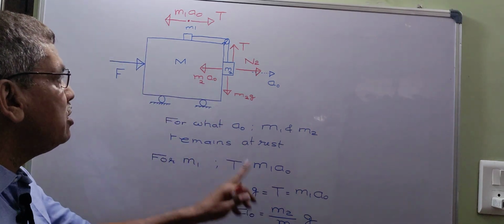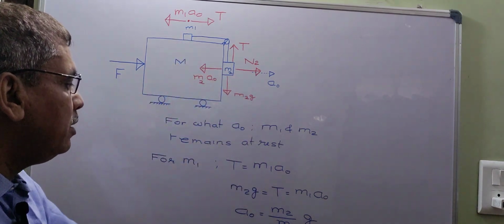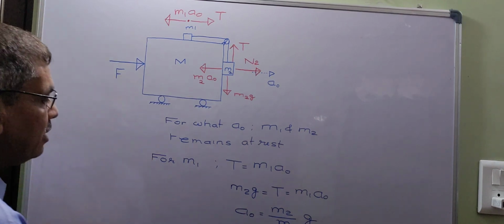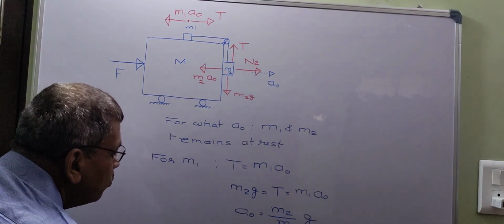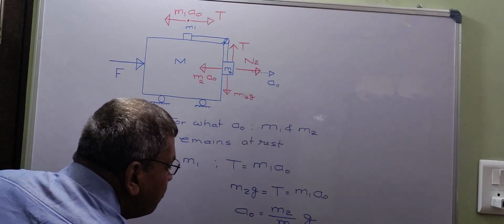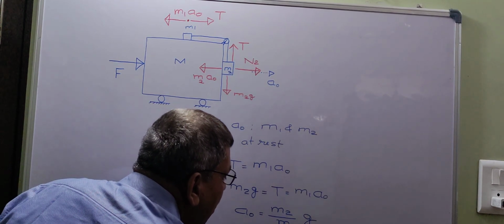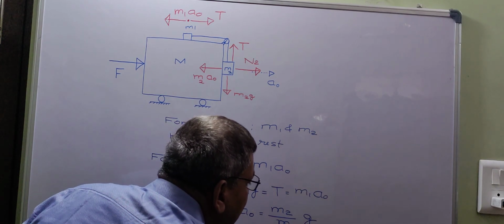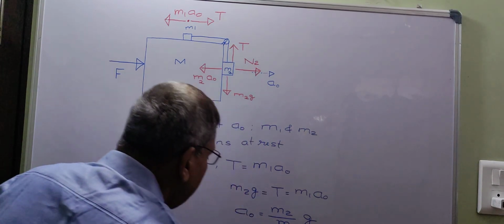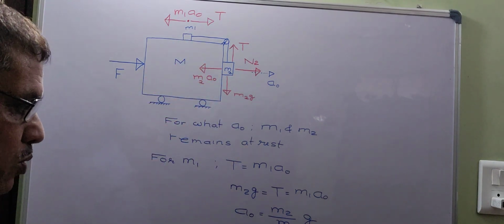Now if this acceleration, M2 divided by M1 times G, is produced in this cart in rightward direction, then these two blocks will remain at rest, and in that case the value of force F will be equal to the total mass of the system, M plus M1 plus M2, times the acceleration M2 by M1 G. This will be the force applied on this cart to keep M1 and M2 at rest.